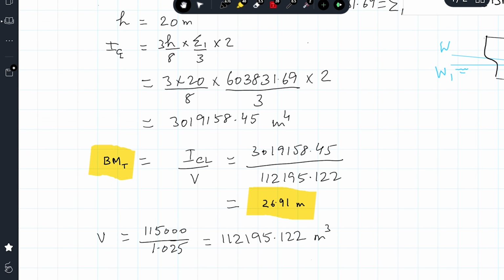So here I get now BM transverse, which will be moment of inertia about the center line, transverse moment of inertia about the center line, upon underwater volume. So I got the moment of inertia 3019158.45. Underwater volume is displacement upon the density, 115,000 upon 1.025. So this is 112,195.122, the underwater volume, which I insert here, I upon V, and I get 26.91 meter as transverse BM.